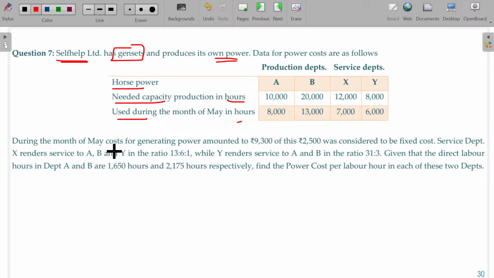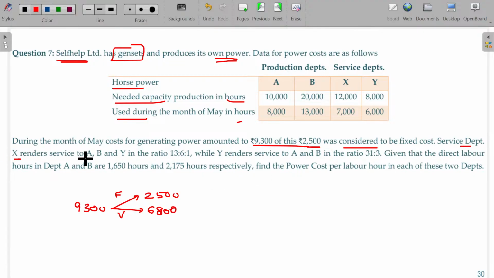During the month of May, the cost of generating power amounted to rupees 9,300. And 2,500 was considered to be fixed. In that, 2,000 being 500 being fixed. Then the balance being variable. How much is that? The balance being 6,900 being variable, 800 being variable.